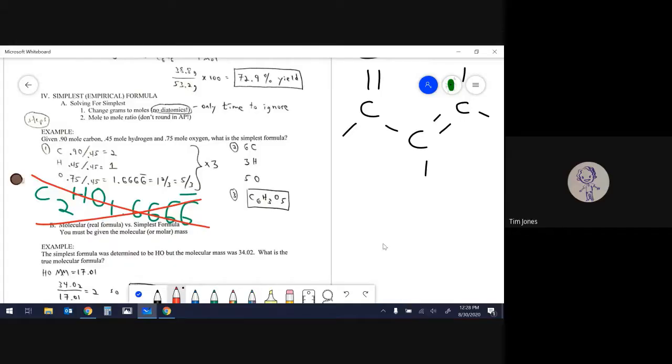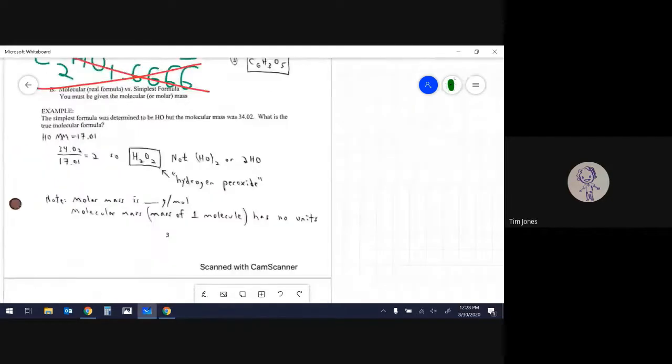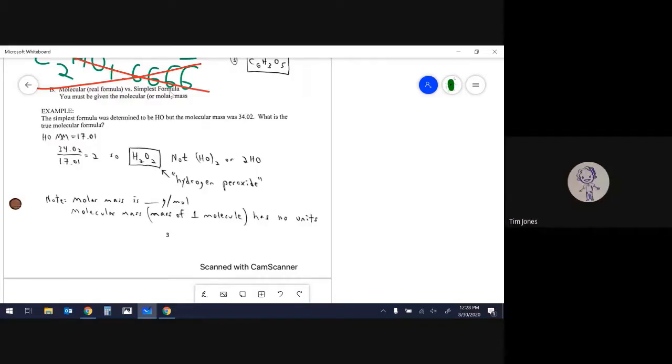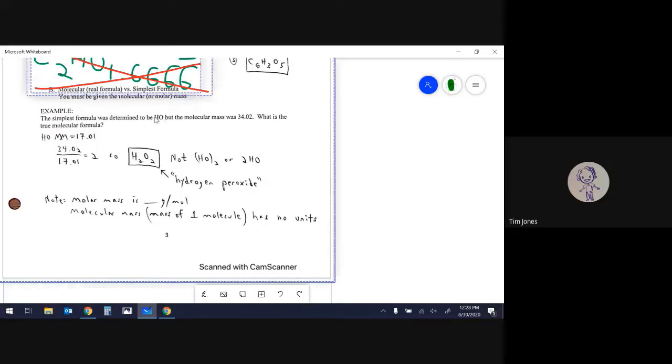Moving on. The molecular formula is the actual real molecule. This is the thing that you can put in a beaker or use in a reaction. This is what actually exists. And the real formula has to be some multiple of the simplest. It can either be the simplest, the same thing, or double or triple, and so on. So in this example, the simplest formula was determined to be HO. That means it's a 1-to-1 ratio.